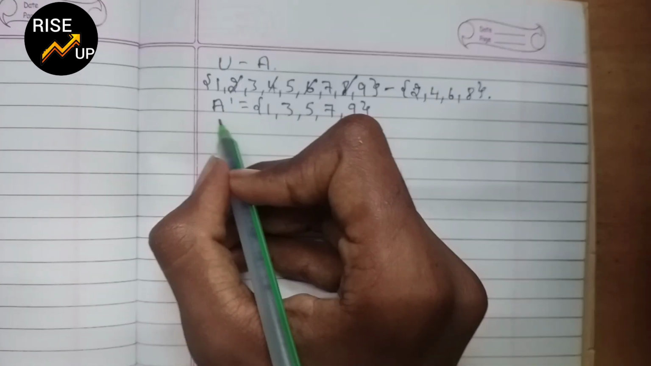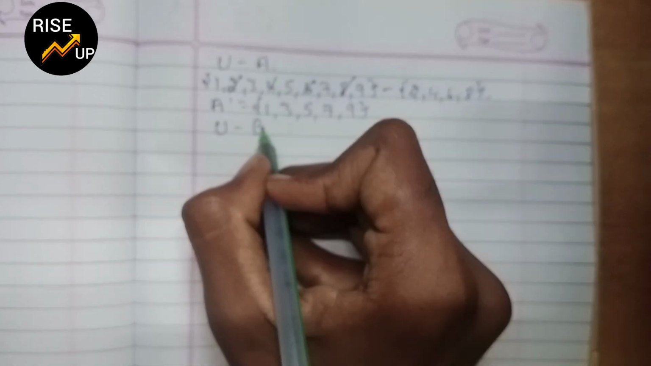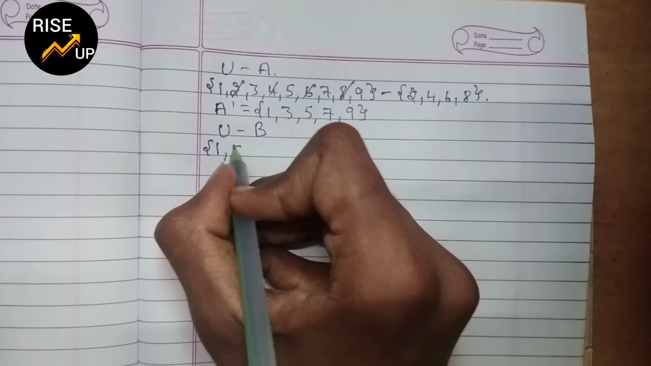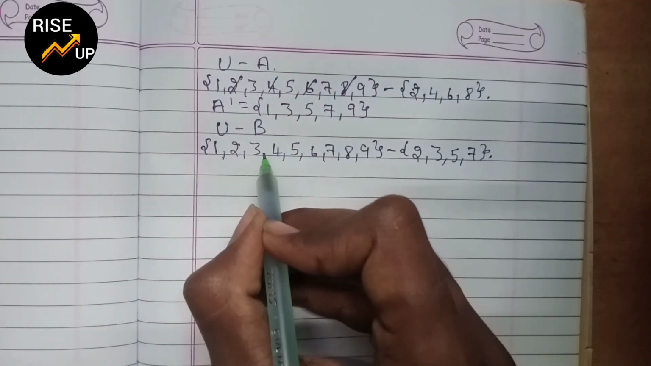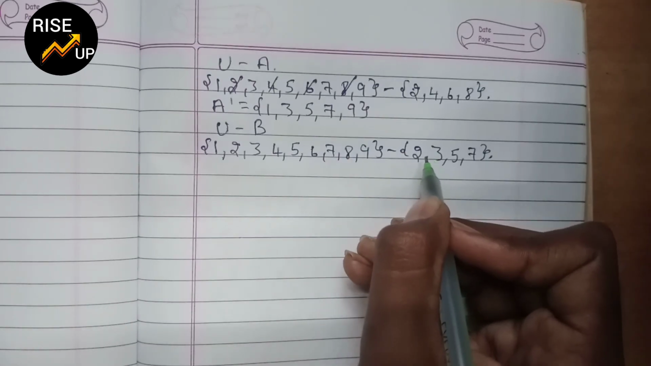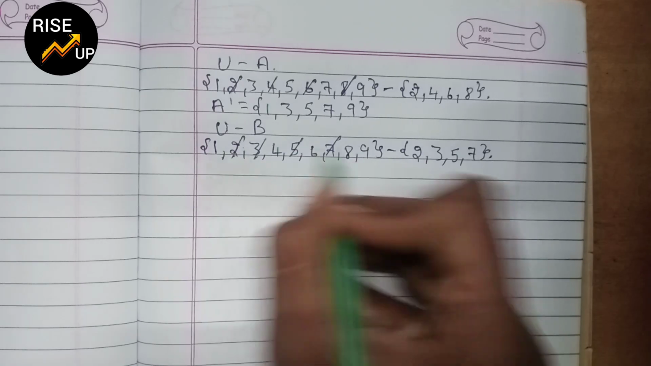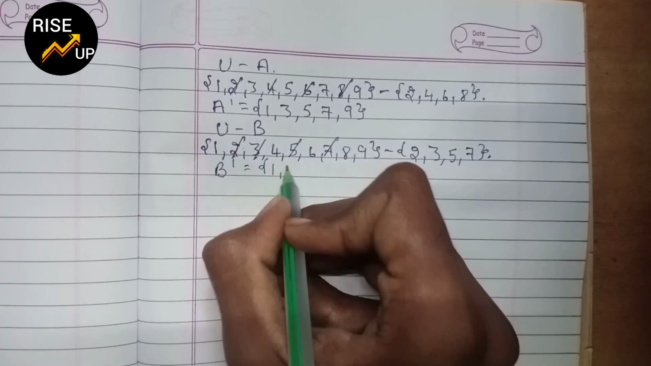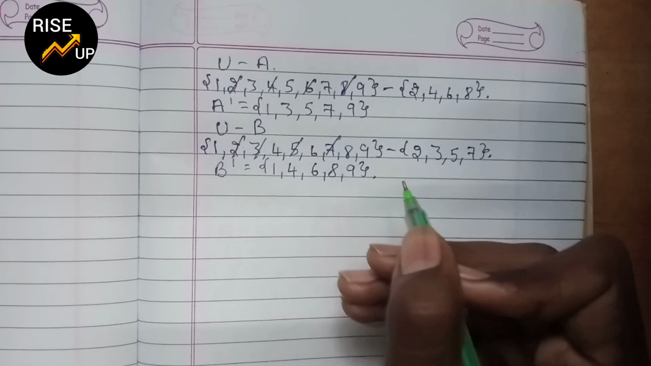The next step is to find the complement of set B. It's the same process, but instead of set A, here you are doing set B. Write down the elements of both the sets. After writing them, cancel out the common elements: 2, 3, 5 and 7. Write down the remaining elements as they are. That is your answer for B complement: 1, 4, 6, 8, 9.